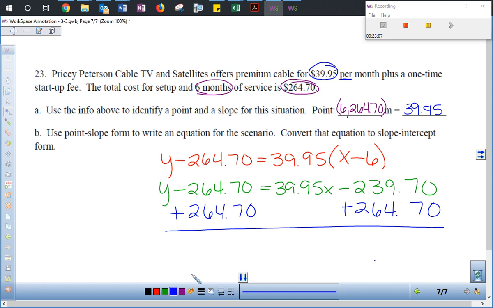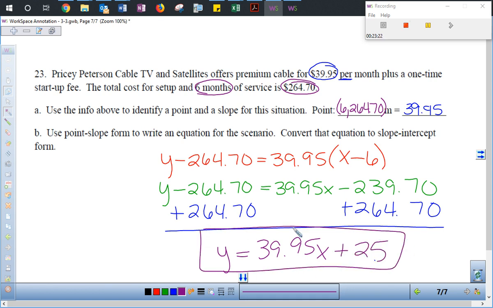And we will get y equals 39.95x plus 25. Now let's talk about what this equation means. 39.95 was our slope. That means that's how much it costs per month. But this plus 25 out here represents that one-time startup fee when you register for your cable TV and satellite.